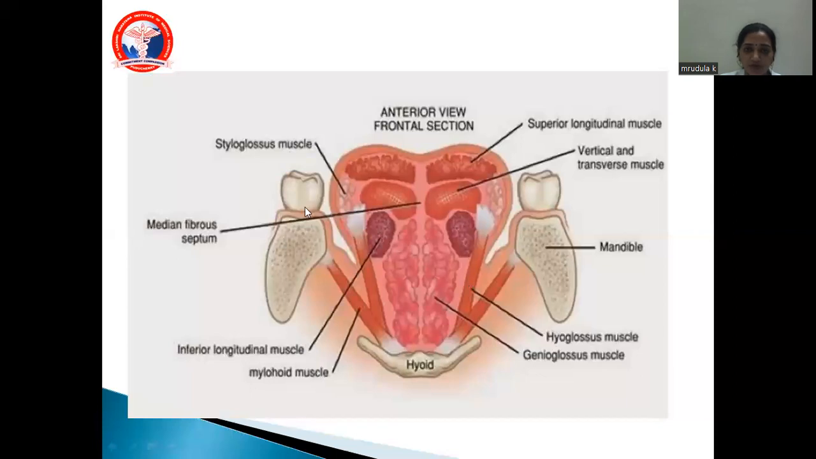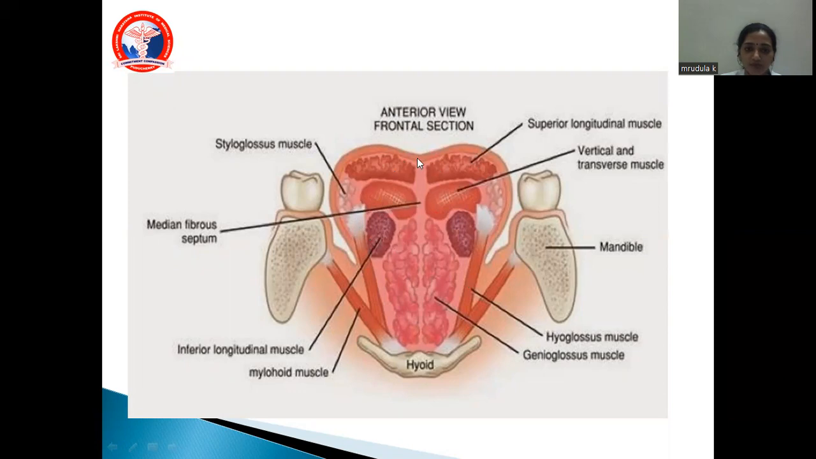So this is one more view showing the intrinsic and extrinsic muscles. You can see this is the vertical and transverse group of muscles. These are the superior longitudinal group. These are the inferior longitudinal group. These all are paired muscle groups. These are the intrinsic muscles of the tongue.